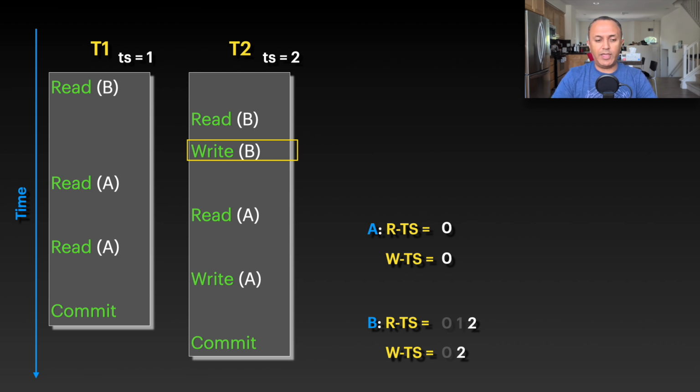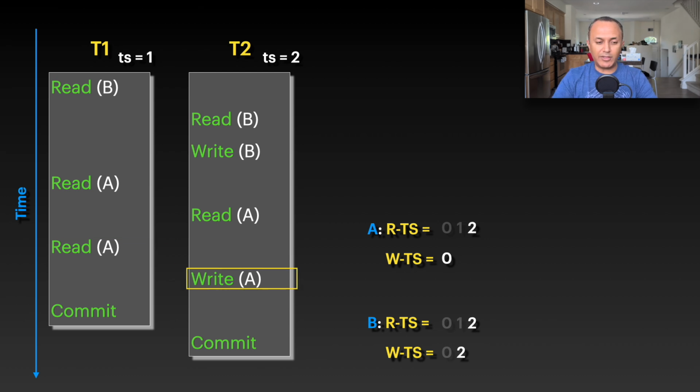Next, we're going to read A in T1. Again, the same check is fine. We're updating the read timestamp, followed by read A in T2. Same check, no problem. Update the read timestamp again. Same thing in T1. Same check is fine. Now we want to update the read timestamp, but the read timestamp is already at 2. So remember, the read timestamp is the max of the previous read timestamp and the current transaction, so it's going to remain 2. It's not going to go to 1.